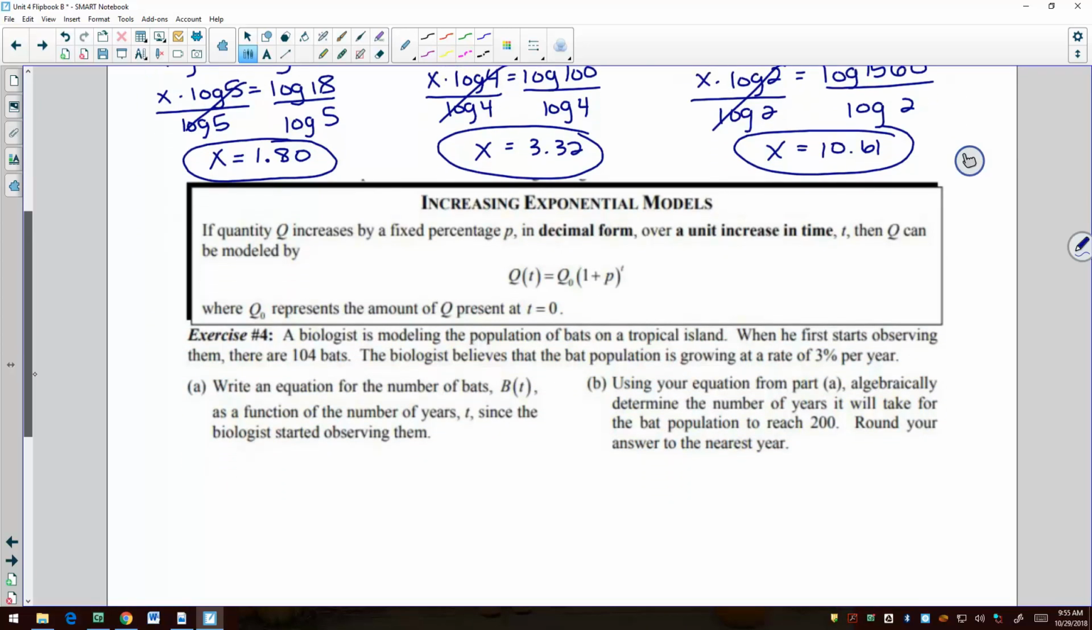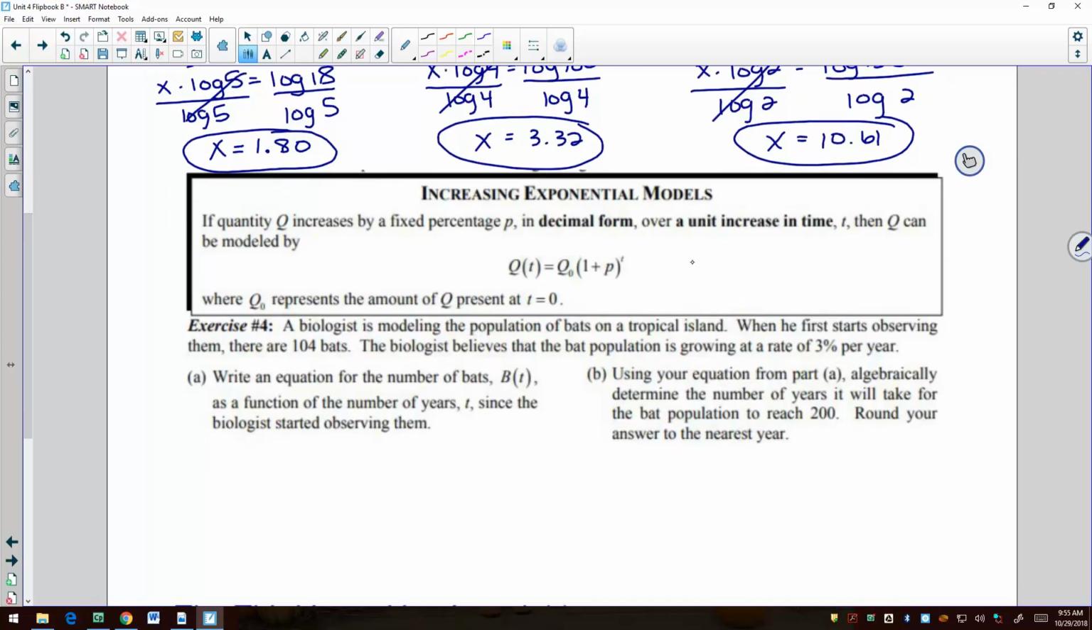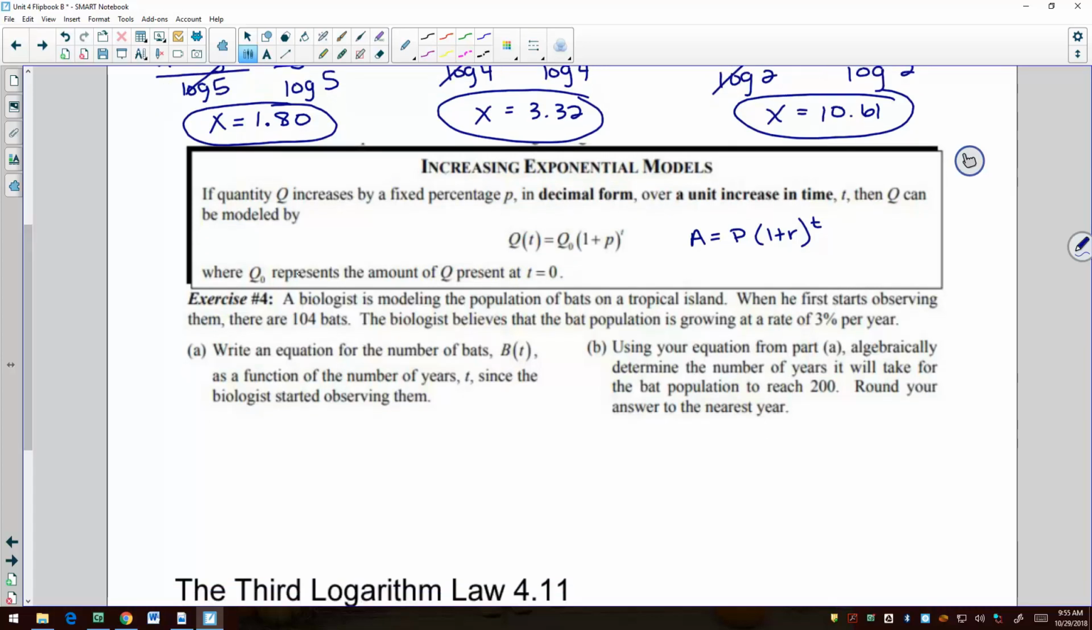You will recall this formula should look a lot like our A equals P times 1 plus R to the T. It is the exact same formula except they used Q instead of A and P. So Q sub 0 represents the starting amount. This is your initial or starting amount, which is what P represented in our interest formula. And then Q of T is the ending amount that you're trying to get. So this is the ending amount.